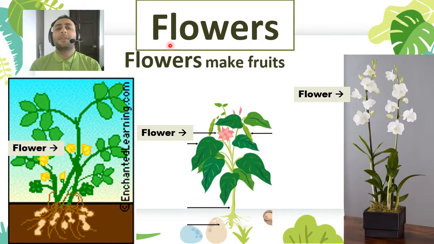Now, let's talk about flowers. Flowers make fruits. Oh, I love both flowers and fruits. Now, every plant has a flower. Sometimes it can be super beautiful like this one. Sometimes it can be super small. Now, these are the flowers. Now, flowers make fruits.